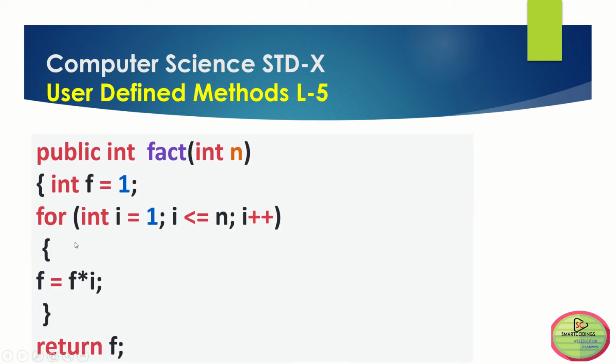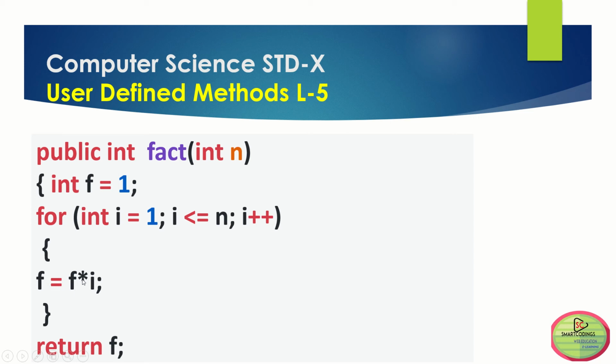So this is the fact method, integer type, so it has to return some value. Int n is a parameter, a formal parameter. To calculate a factorial, this is the logic. These variables we need: f equal to 1. We need a for loop here. Suppose 5 factorial, suppose 1 till 5 will go. Int i equal to 1, 1 less than or equal to 5, the condition is true, it will go inside here.